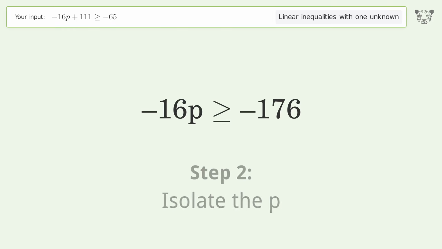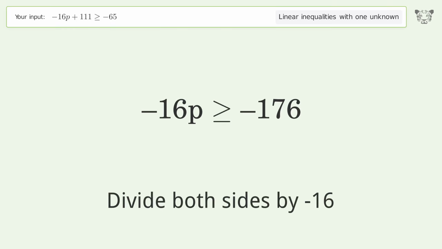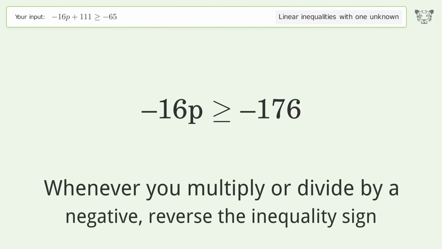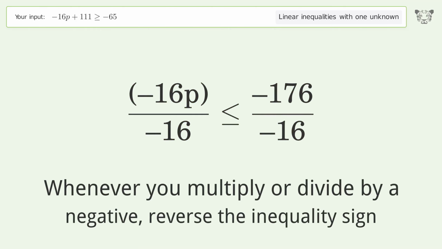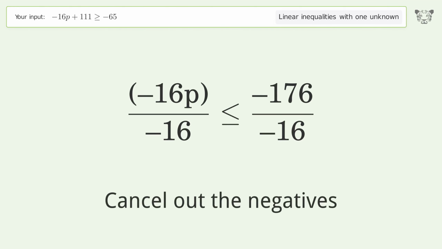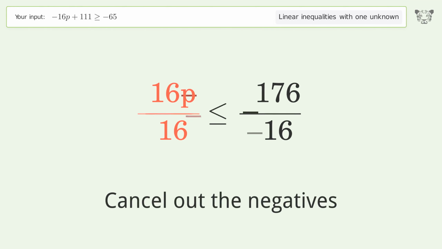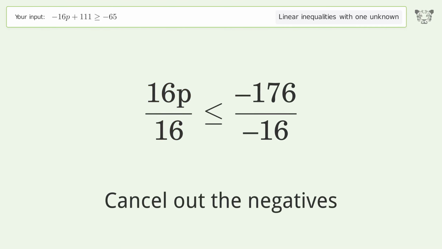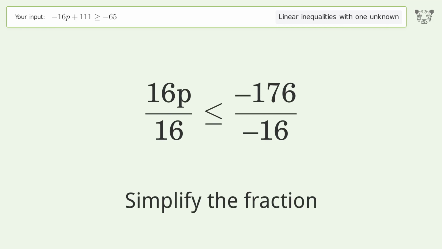Isolate the p. Divide both sides by -16. Whenever you multiply or divide by a negative, reverse the inequality sign. Cancel out the negatives. Simplify the fraction.